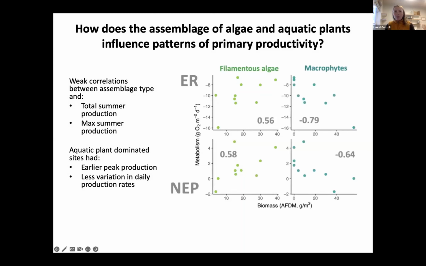And the opposite pattern is true with macrophyte sites. When you have high coverage of macrophytes over on the right side of this plot, you end up having a lot of respiration as well at those sites, and that drives your balance of production to respiration into negative territory.